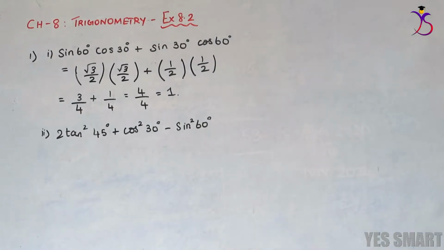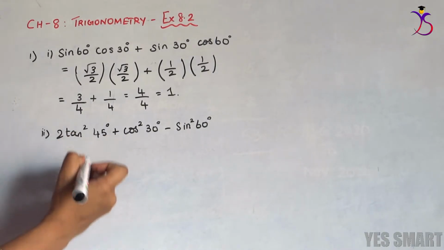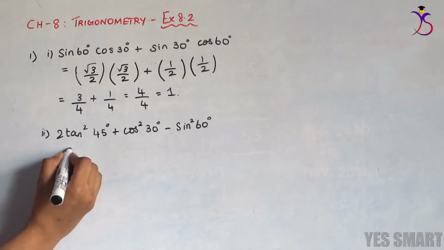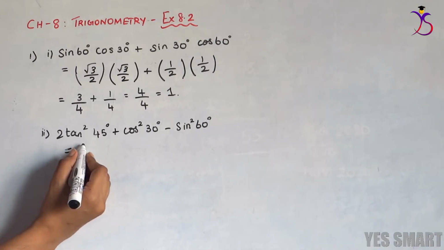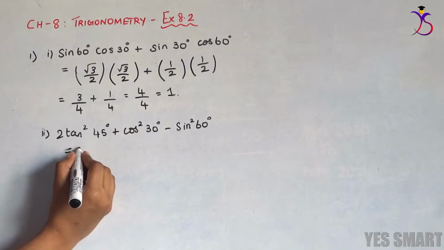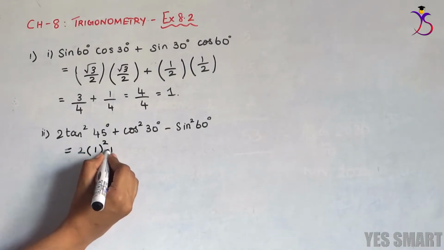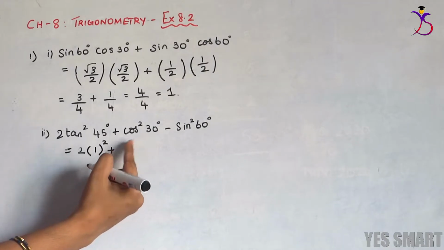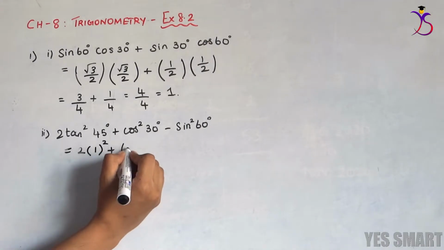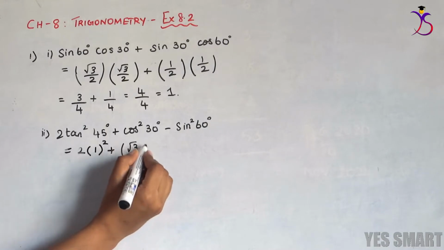Now second subdivision. 2 tan square 45 degree plus cos square 30 degree minus sin square 60 degree. We are just going to substitute the value. Tan 45 degree is 1. Since we have square in the equation, I am just writing square, plus the value of cos 30 degree. Cos 30 degree, we knew that it is root 3 by 2. So I am just writing root 3 by 2. Since there is a square, I am just writing square here.